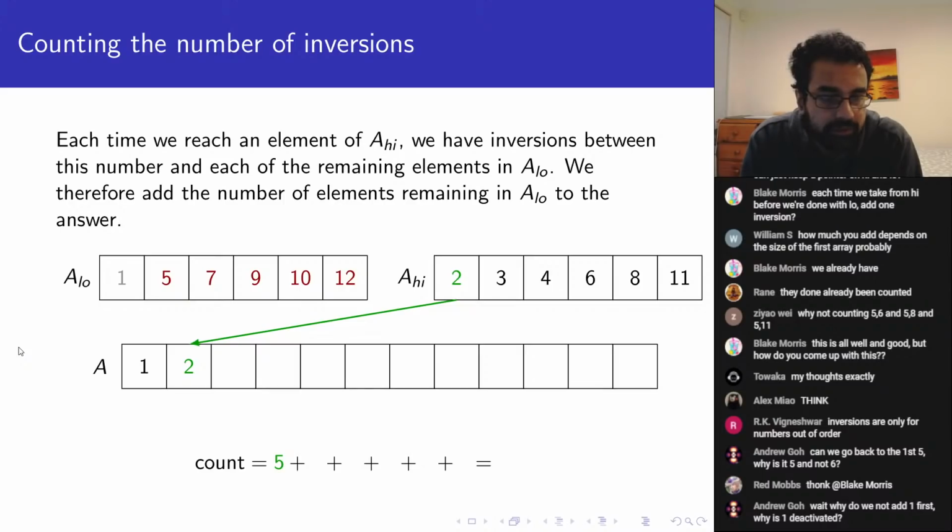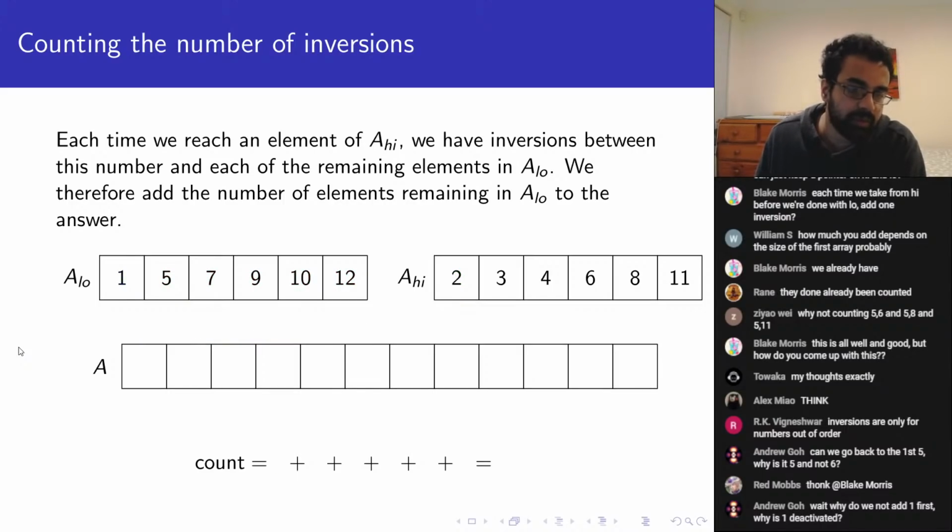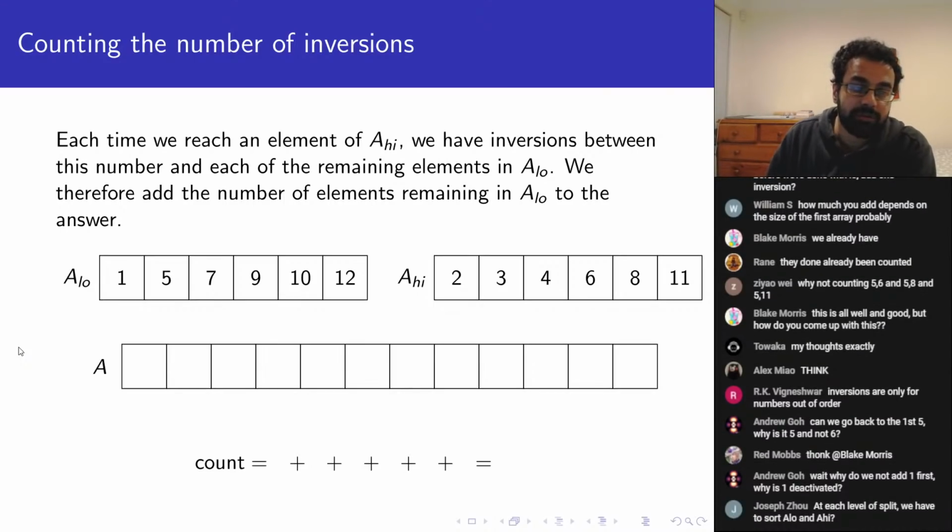Why do we not add 1 first? 1 was added in the first round. We said which is smaller of 1 and 2, right? Exactly in the same way that you merge things in merge sort. You start with the first element of each. 1 wins, and so 1 is added, but 1 doesn't have any inversions with anyone, right? Because 1 is smaller than everything in A-low.